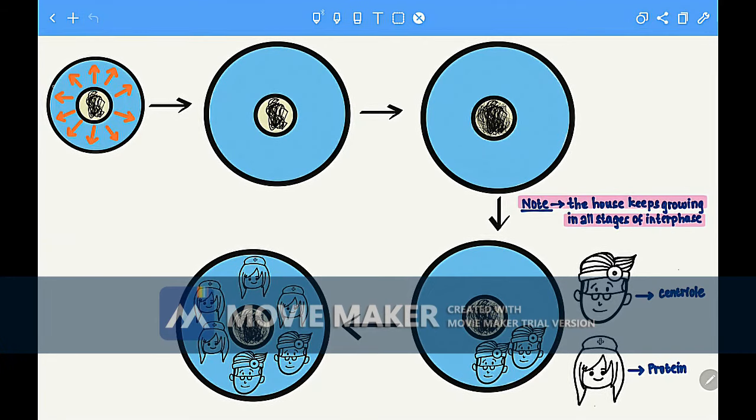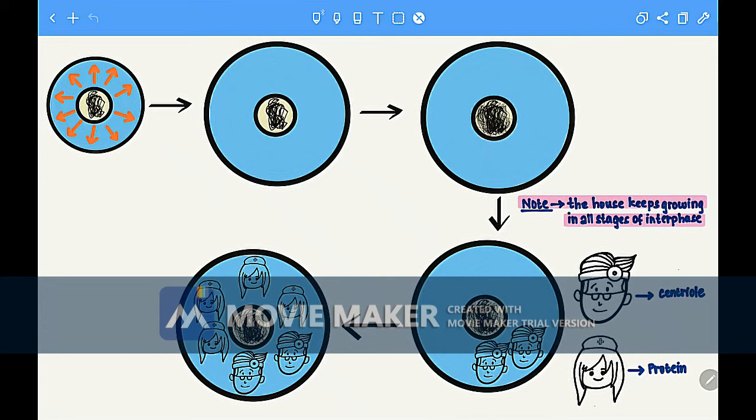So, it is a constant process during interphase. If we look here at this note, the house just keeps growing. The house is the hospital. So the hospital just keeps growing in all stages of interphase. This step of growth just keeps continuing during all stages of interphase. That's exactly what is shown here.